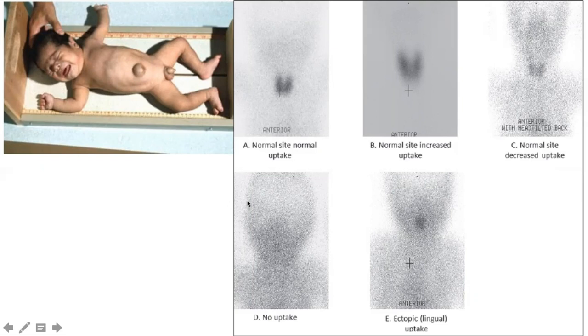And this is a thyroid scan showing the normal uptake. وده normal site و normal uptake وده normal site و increased uptake وده normal site و decreased uptake. وهنا مفيش uptake خالص وهنا في ectopic lingual uptake فوق هنا تحت اللسان أو عند اللسان lingual uptake. ده ectopic goiter.